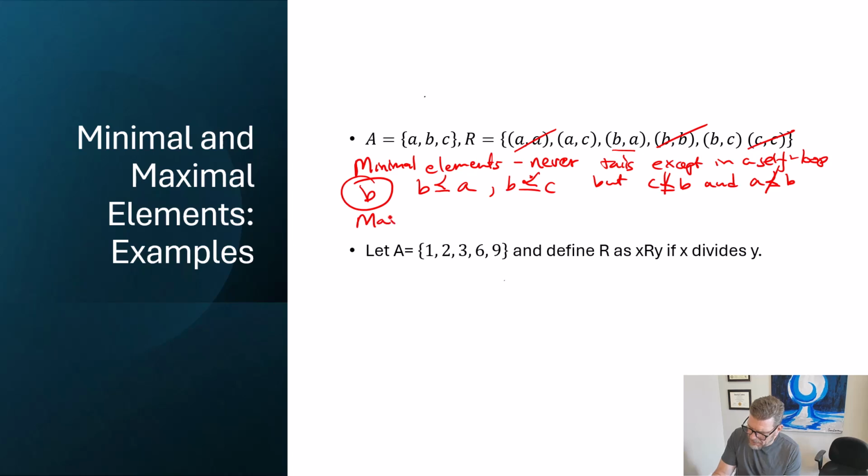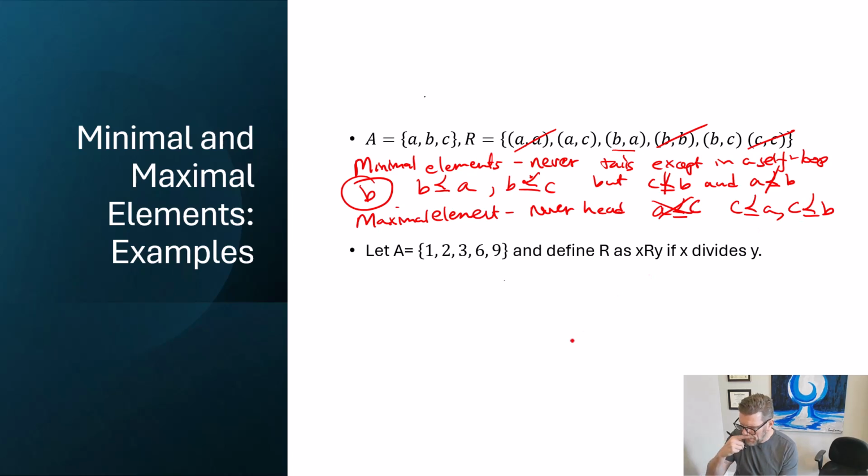In terms of a maximal element, it's never a head. In this example, we'll notice that we do have A is at most C, so not A, but we'll never get C is at most A or C is at most B. That never happens. Neither one of those occur, and so consequently, C is the maximal element in this set. So that's a case in which we have one minimal element, one maximal element. And what we want to notice also here, this is a total order. We have some kind of relationship between all of them.